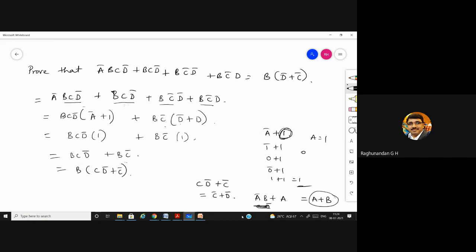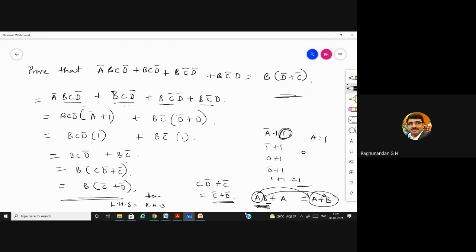Just remember, here you are having A bar, but here you are writing A. But B, whatever you are having, the same thing you are going to write here. In the same way, you have C, write C bar. D bar you are having, write the same thing. So it is B of C bar plus D bar. So now, is it the same as what they are asking? So LHS is equal to RHS.